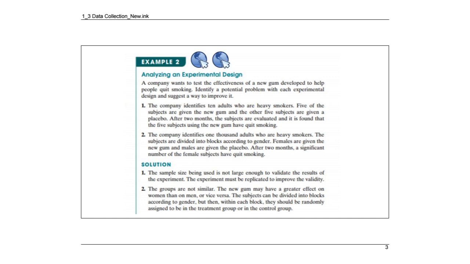All right, then we have a company that identifies 1,000 adults who are heavy smokers. The subjects are divided into blocks according to gender. So the females are given the new gum and the males are given the placebo. After 2 months, a significant number of female subjects have quit smoking. Well, those two groups are not similar. Men and women are made very differently. And so they should have divided those into blocks by gender and had some of the females be in the experimental and the control group, and then some of the males be in both as well, for them to have a decent experiment there.